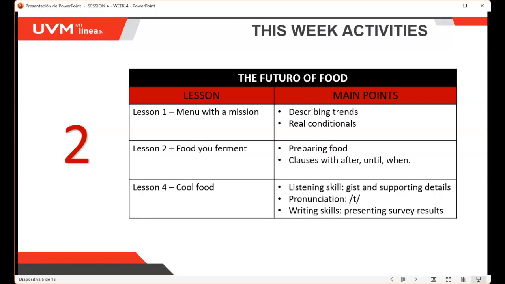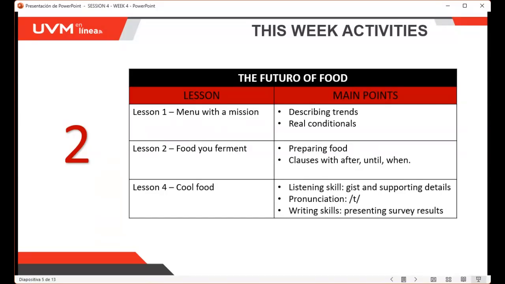activity or assignment. Then you learn something about pronunciation with the phoneme T in some words. They were talking about silent letters, which means letters that are in the words, but when we are speaking, we don't pronounce those letters. They are written, but we don't pronounce them. And then in writing skills, you learn some phrases for presenting survey results.